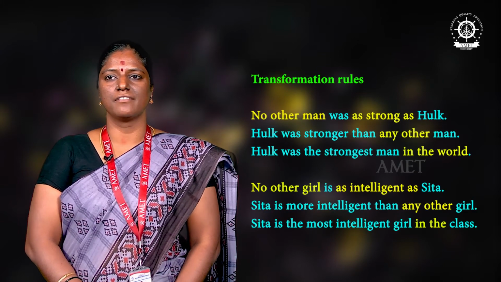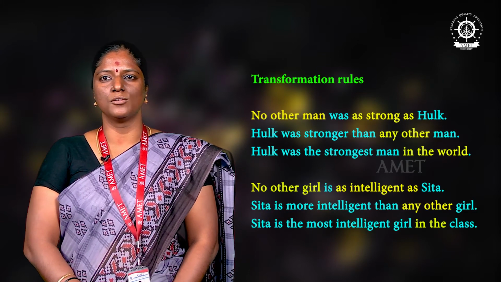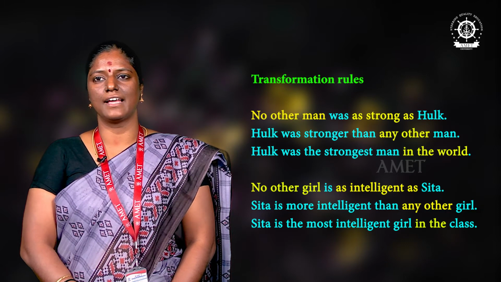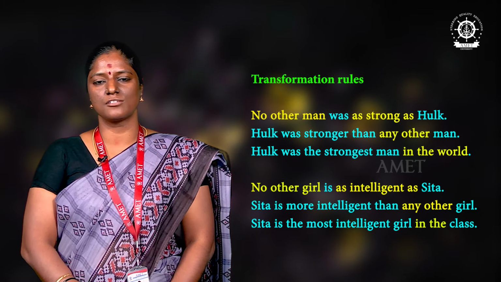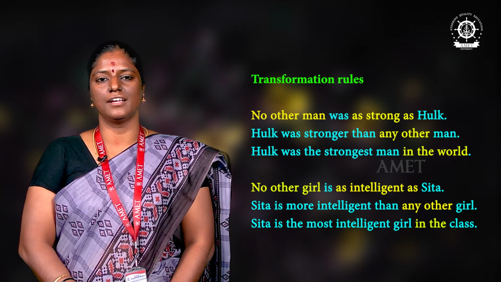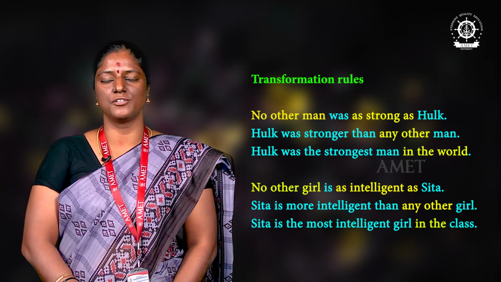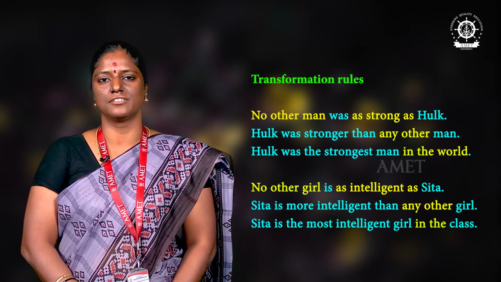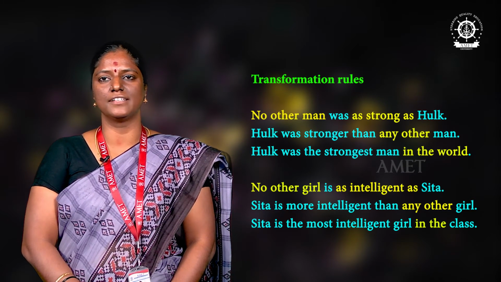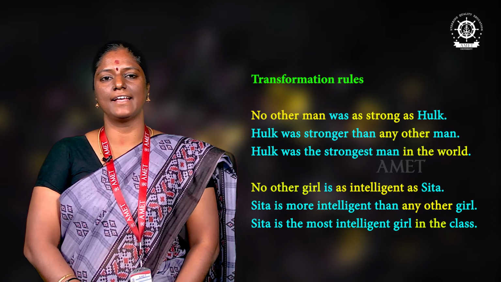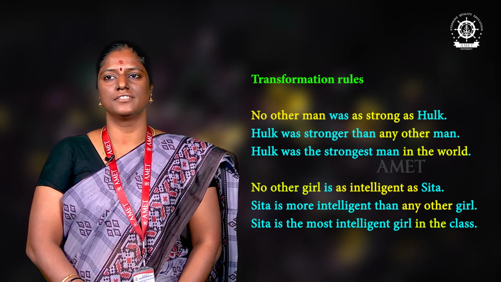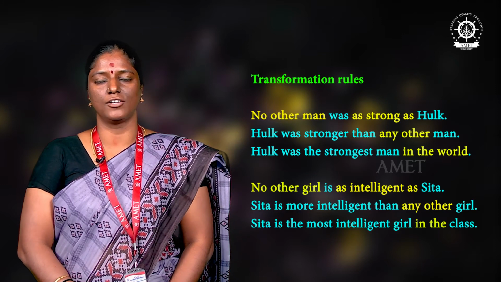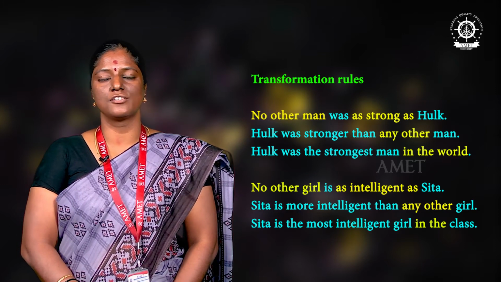Okay, next move on to the rules. We will see one more example. No other man was as strong as Hulk. The keyword is as strong as. So, in between as and as we are using the adjective strong. This is positive case. So, no other man was as strong as Hulk. We are changing into comparative. Take the object Hulk.